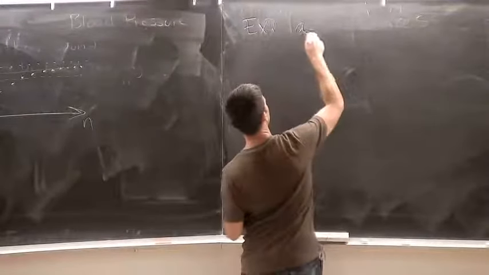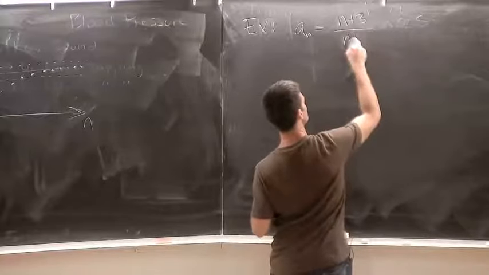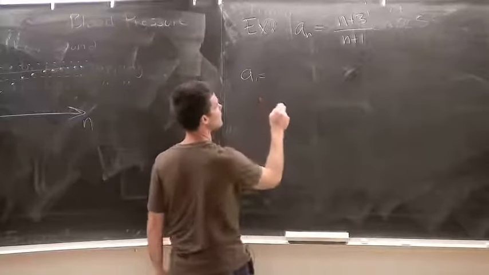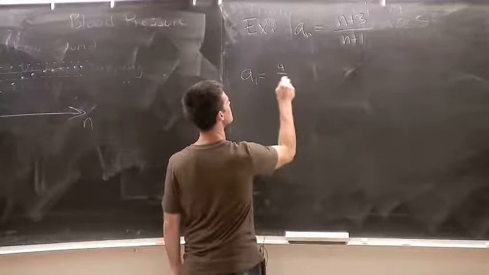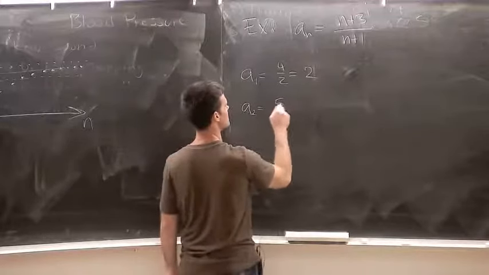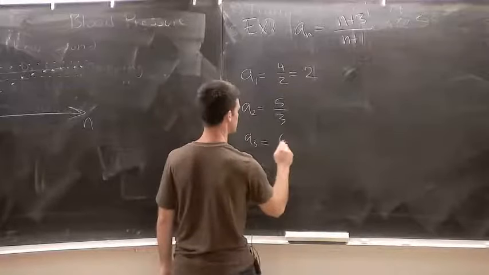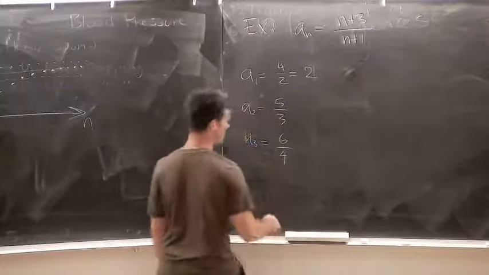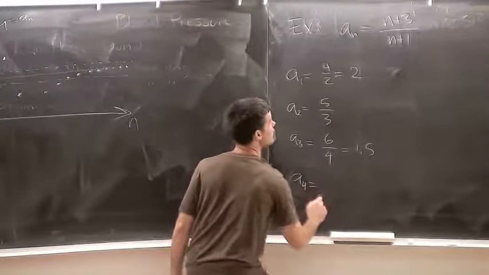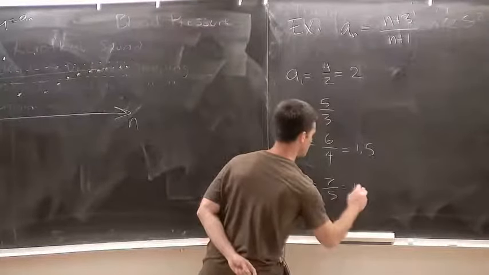How about if AN is the sequence n plus 3 over n plus 1? Then let's calculate. So A1 is 4 over 2, which is 2. A2 is 5 over 3. A3 is 6 over 4. What's that? It's 1.5. A4 is 7 over 5. What's that? 1.4.